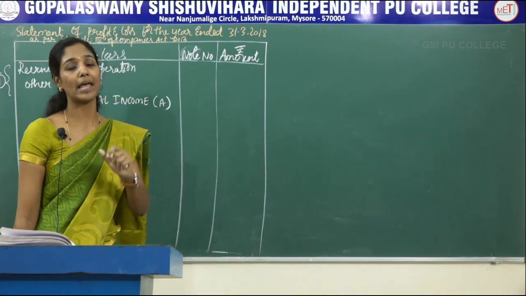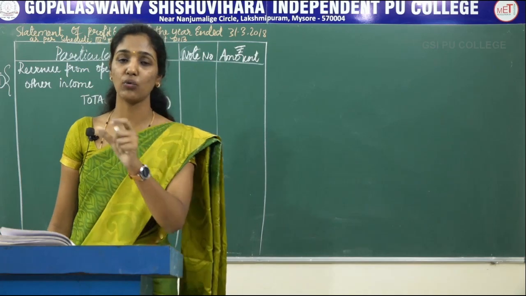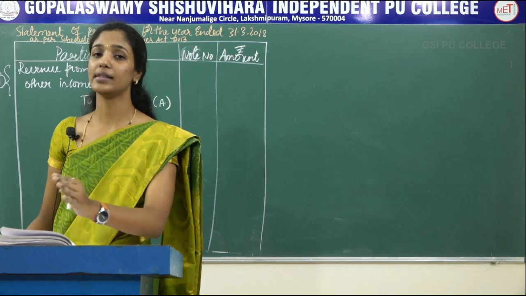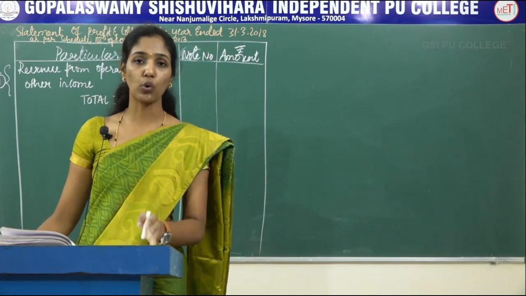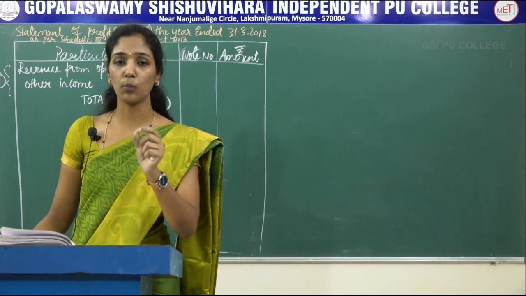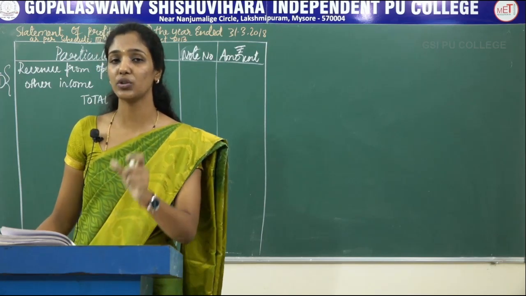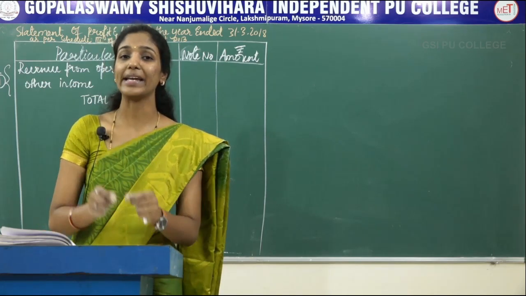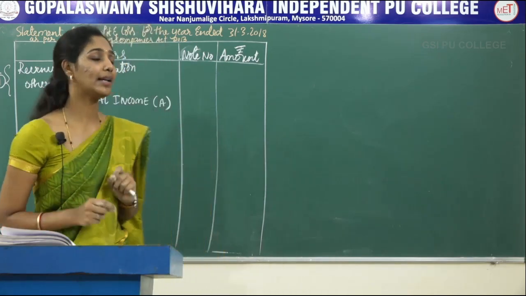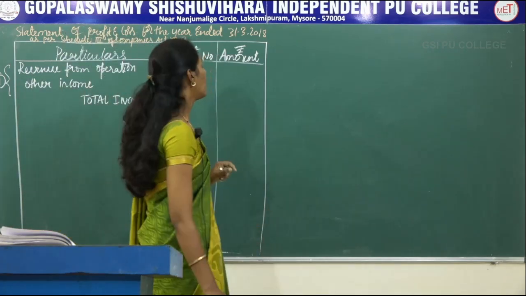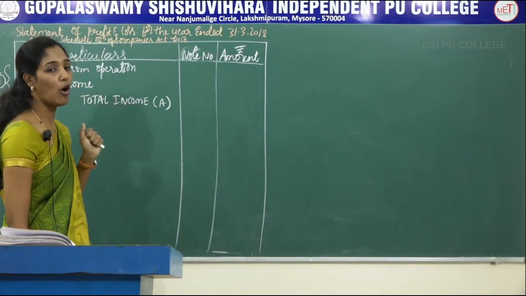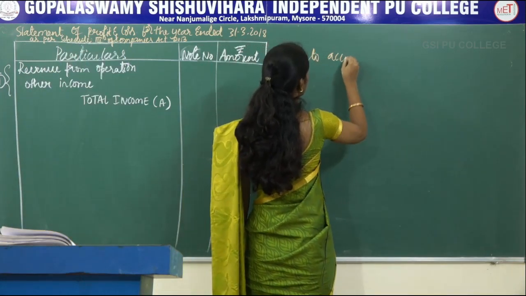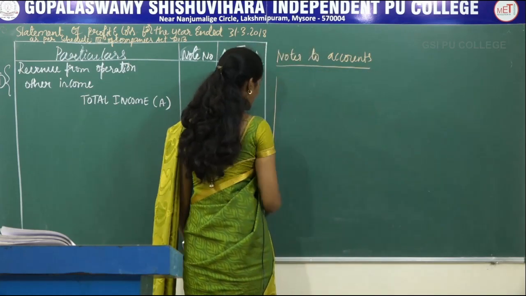Yes, in your problem they have not given directly the revenue from operation. So they have given cash sales, credit sales and sales return. So already I have told you in the last class, if there is more than one item given relating to the particular expenses or particular income, then you have to prepare a working note separately. For ascertaining the actual amount of revenue from operation, make a heading as notes to accounts.